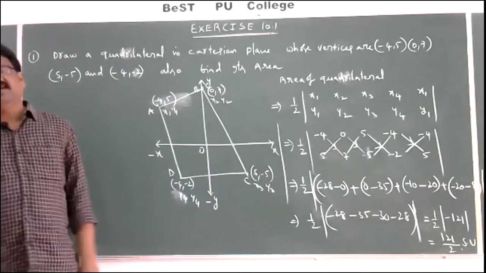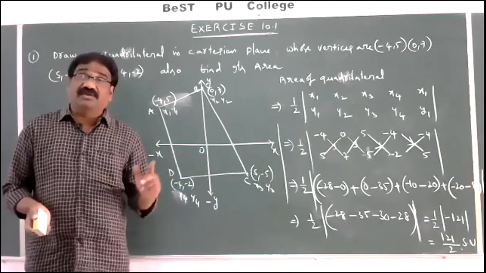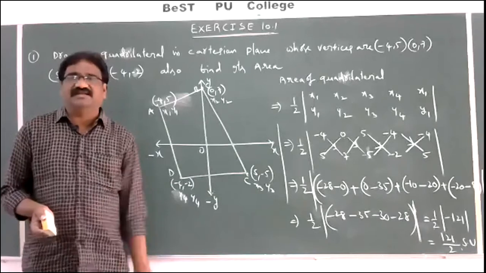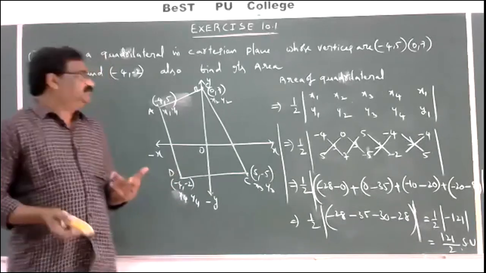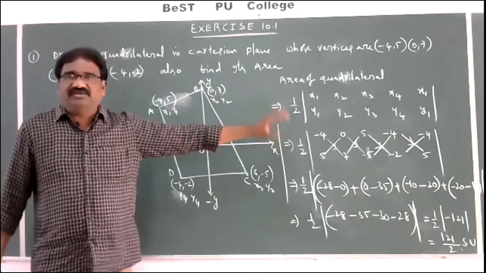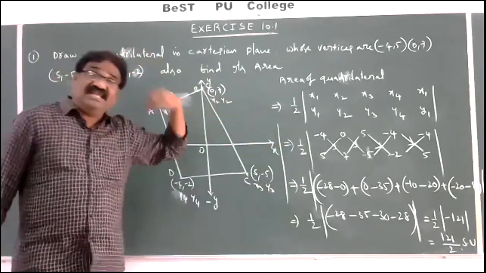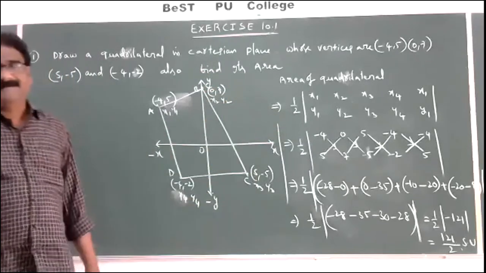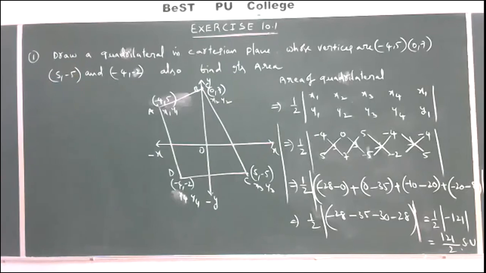For example, if the given figure is a rhombus, we have another formula: 1 by 2 into d1 d2, where d1 is one diagonal and d2 is the other diagonal. So this is the perfect way to find the area of the quadrilateral. If the given quadrilateral is any quadrilateral, you can use this formula and you get the answer. This is the area of the quadrilateral.